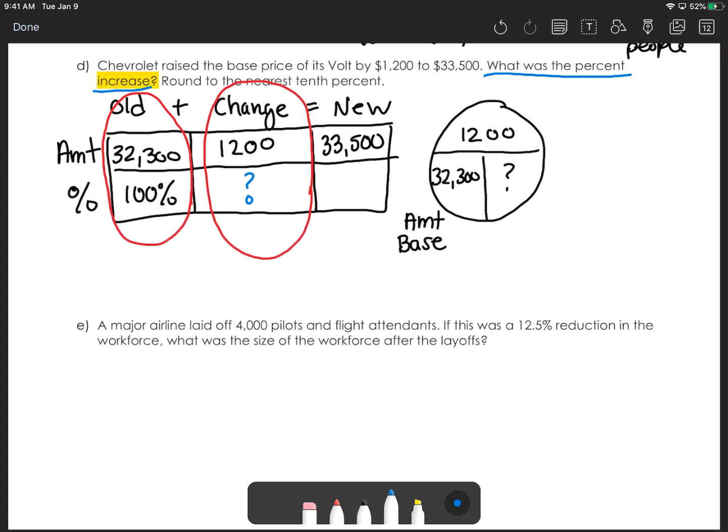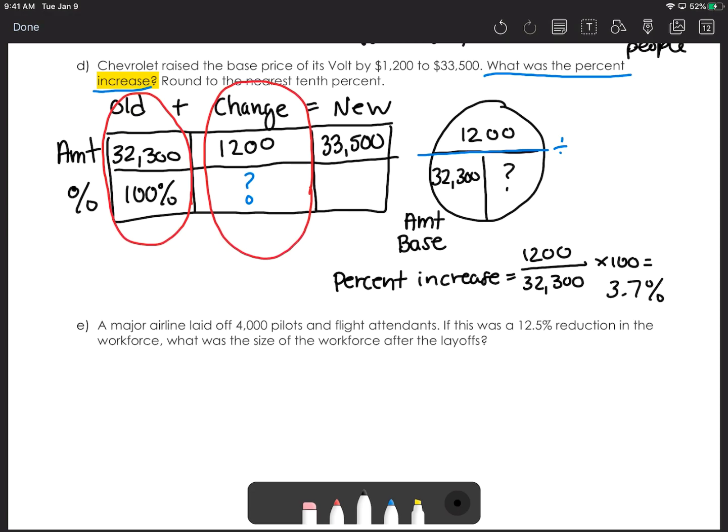So, because the two values that we know are being separated by the division line, I'm going to divide. So to find the percent increase, I'm going to take 1,200 divided by 32,300. And because this is going to be a percent, I want to multiply it by 100 to put it in percent form. And the question says round to the nearest 10th percent, so that means one place. So when I put that in on my calculator, I'm going to get 3.7% for the price increase.